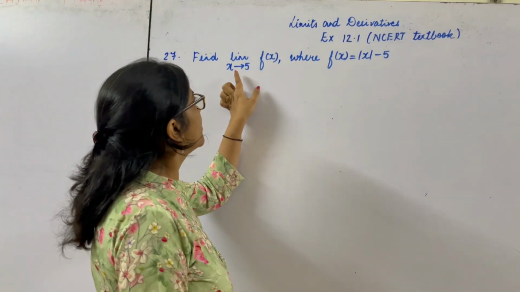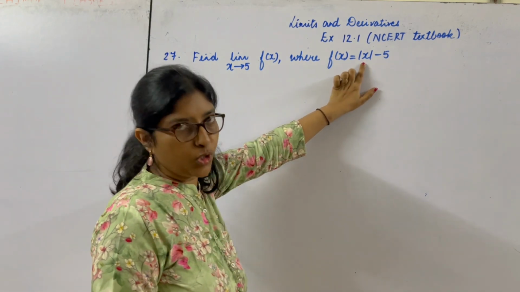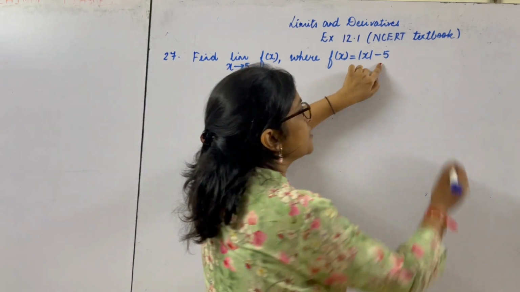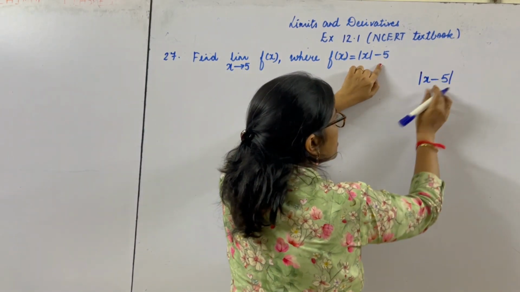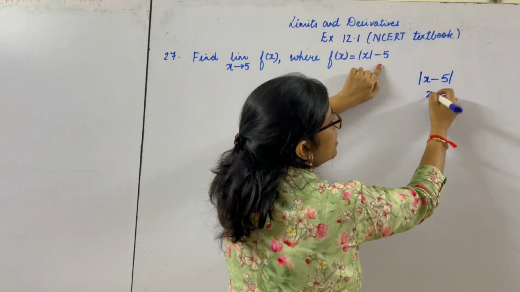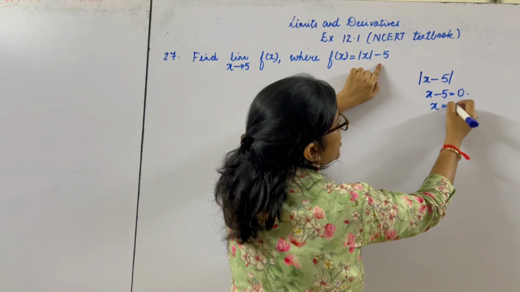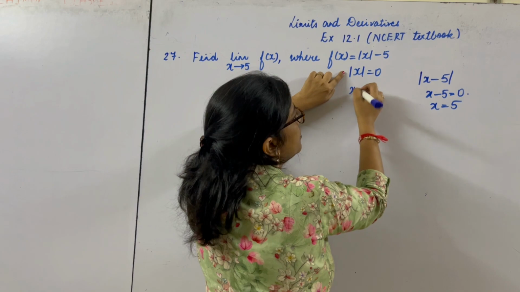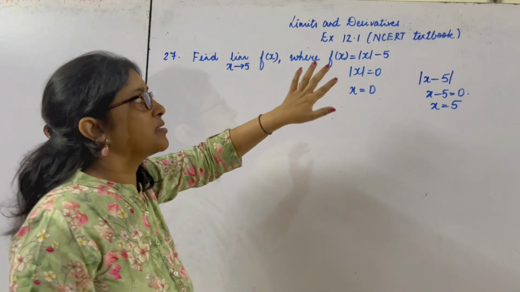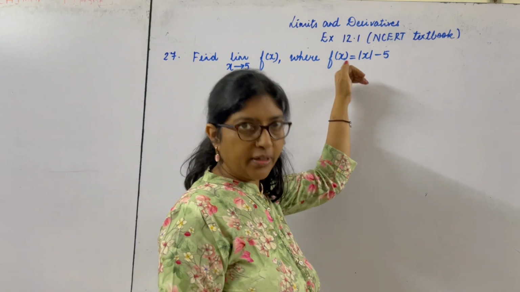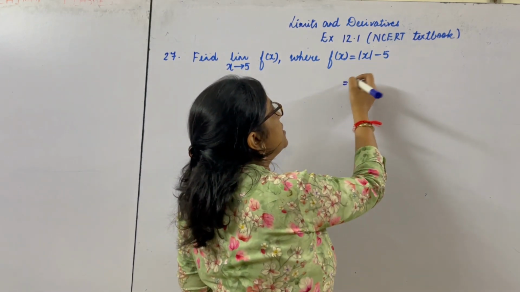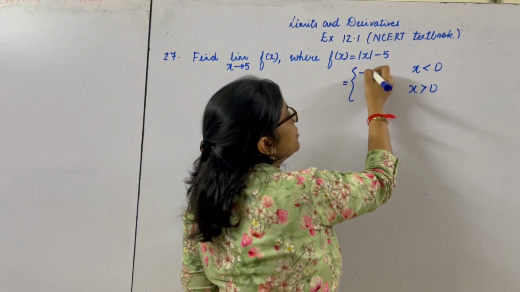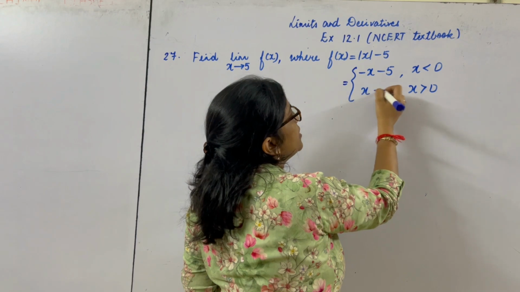Now we have to find the limiting value at 5, and here it is modulus x minus 5. It is not whole modulus x minus 5, it is modulus x minus 5. There is a difference. If it would be like this, the critical point would be 5, because that is when the modulus function would become 0, but over here the modulus function will be 0 when x is 0. So here the critical point is 0.